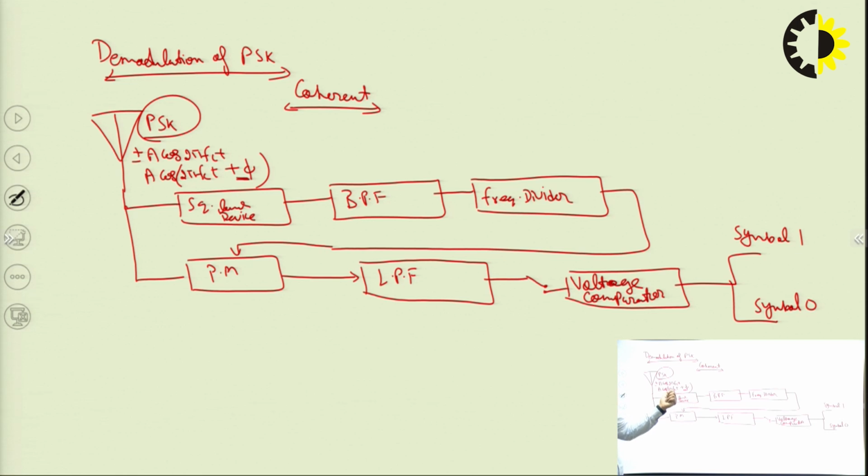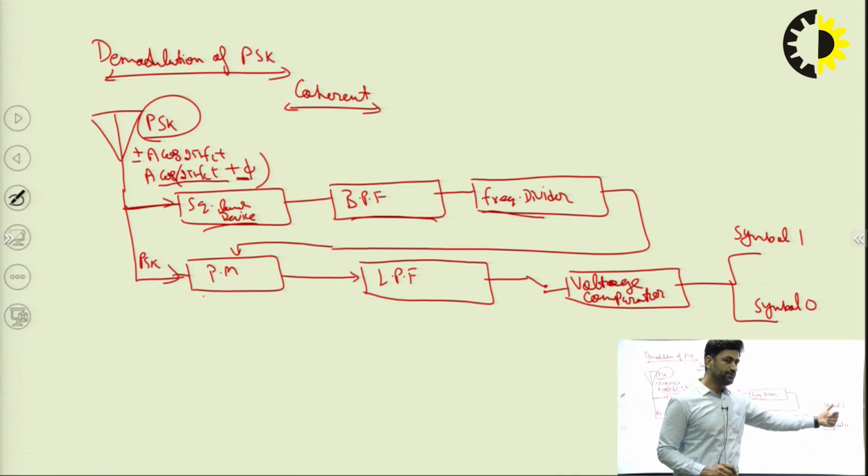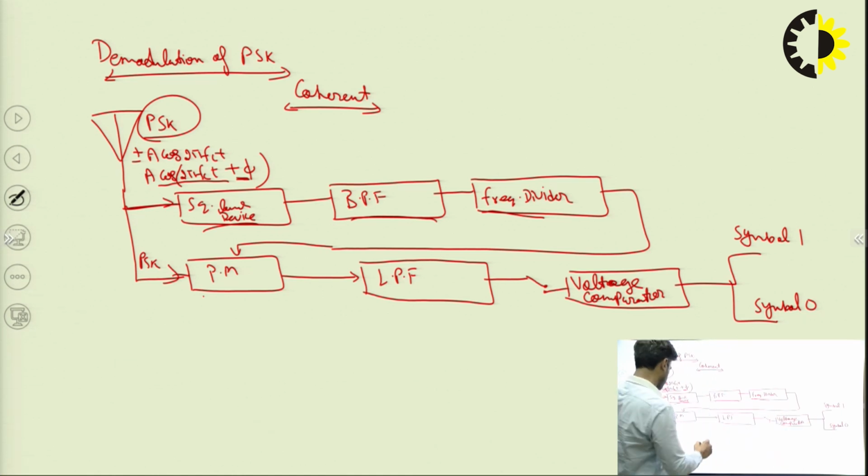The square law device, we are squaring this term. After that, we are passing through the band pass filter, then the frequency divider, and when we have generated the same carrier, we are multiplying it with the PSK waveform. Here we are generating the carrier from the PSK waveform itself. And then, after we generate the same carrier, we are multiplying with the PSK waveform by the product modulator. Then it will pass to the low pass filter, then the voltage comparator, and symbol 1 or symbol 0 will be detected at the threshold voltage.